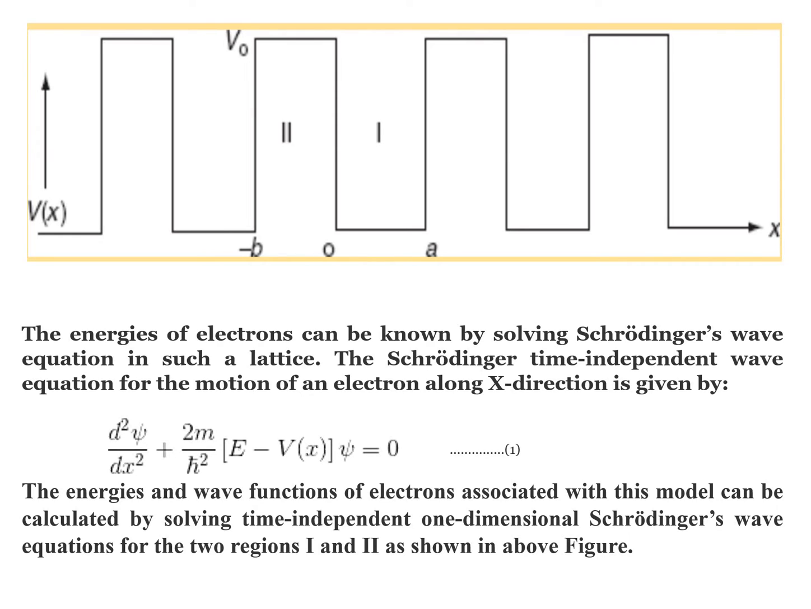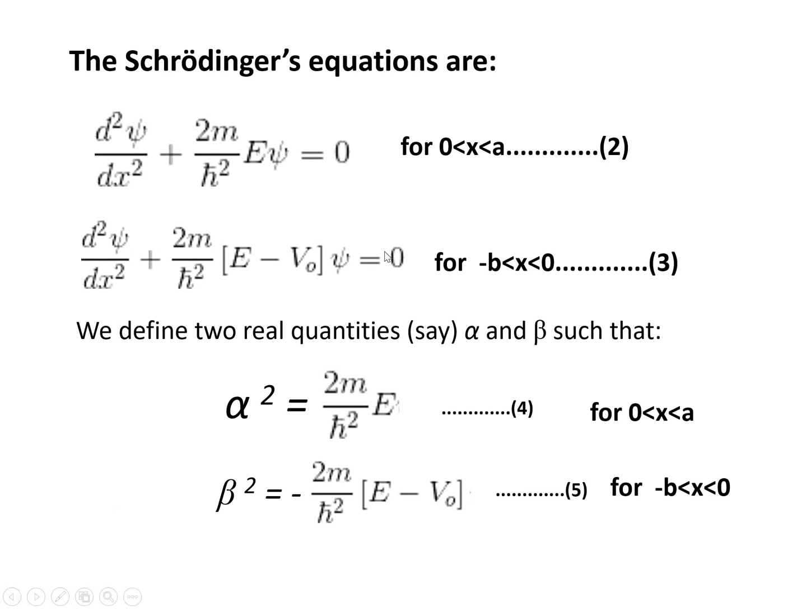That is the Schrodinger's time independent wave equation. Now we can apply this equation to this problem of a series of potential wells, and we can write this Schrodinger's time independent equation for region 1 and also for region 2 separately. So let us write down the equation for the region that lies between 0 and A, that is nothing but region 1, which is the potential well.